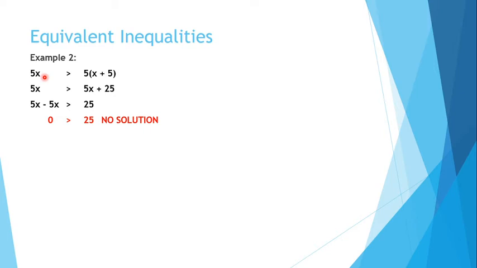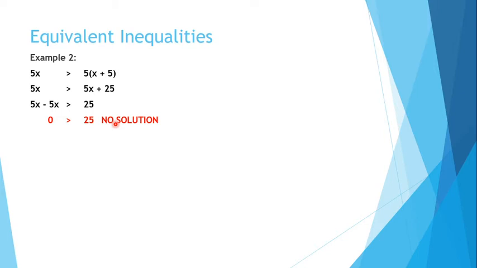In other words, there will never be a number that will satisfy the equation. That is, if what will come out is a false statement. So as you can see, 0 is greater than 25. That is false, right? Therefore, there is no solution. Even if you substitute a positive number, a negative number, a fraction, a decimal, a percent, no number will ever satisfy our inequality. So in that case, we will just put the words no solution.